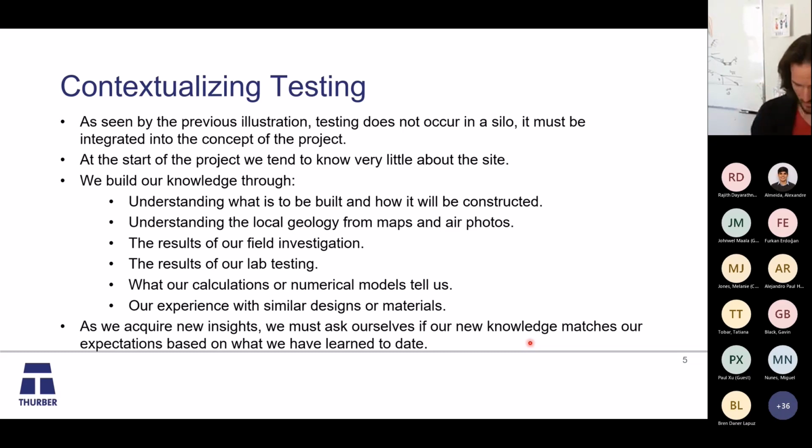So as we are going through this process, we're acquiring new insights, and we have to continually ask ourselves, does this knowledge that I'm gaining match what I have learned and my expectations based on what I have learned to date? So there's this constant cycle of, okay, I've added something new. Does this fit inside this model that I am building?